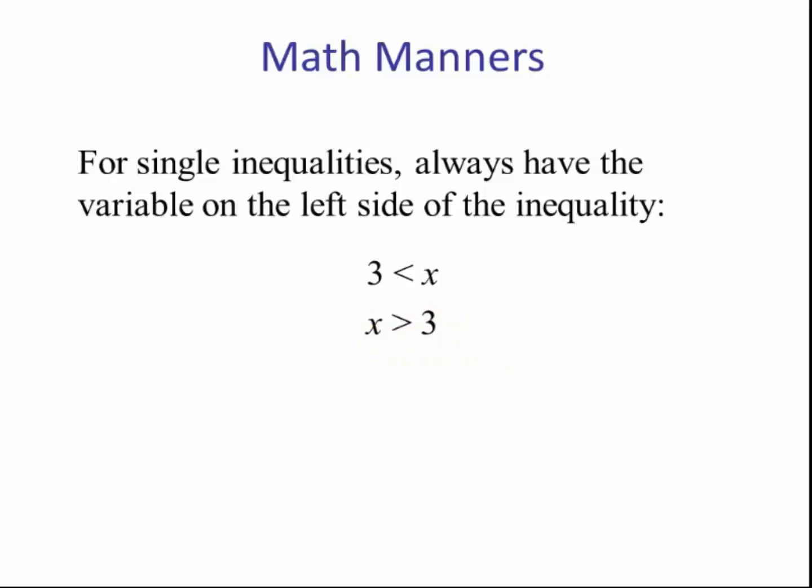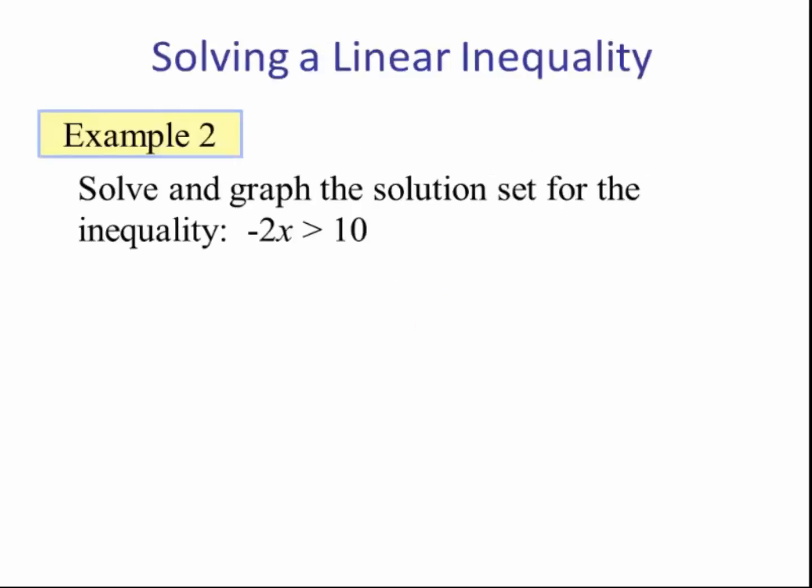Let's do an example. Example 2. Solve and graph the solution set for the inequality negative 2x is greater than 10. To get the x by itself, we need to get rid of the negative 2. Since it's multiplying the x, we do the opposite and divide by negative 2. And if we divide by negative 2, we have to remember to flip the inequality sign. So we have x is less than negative 5.